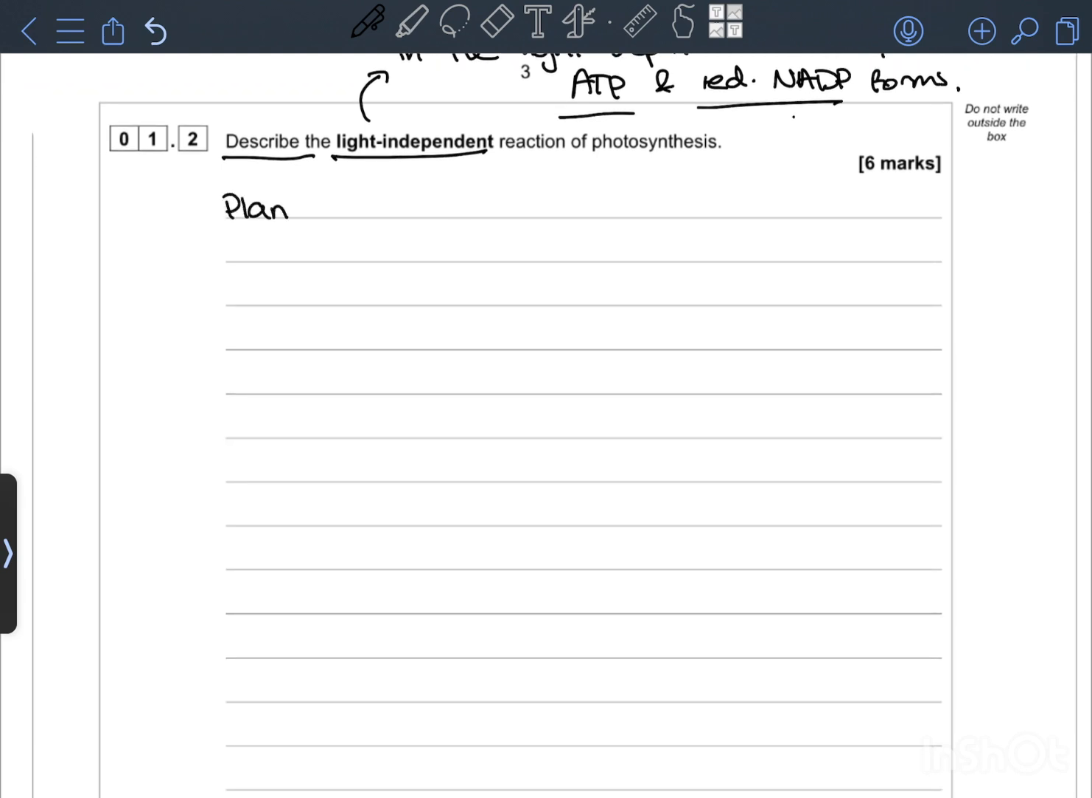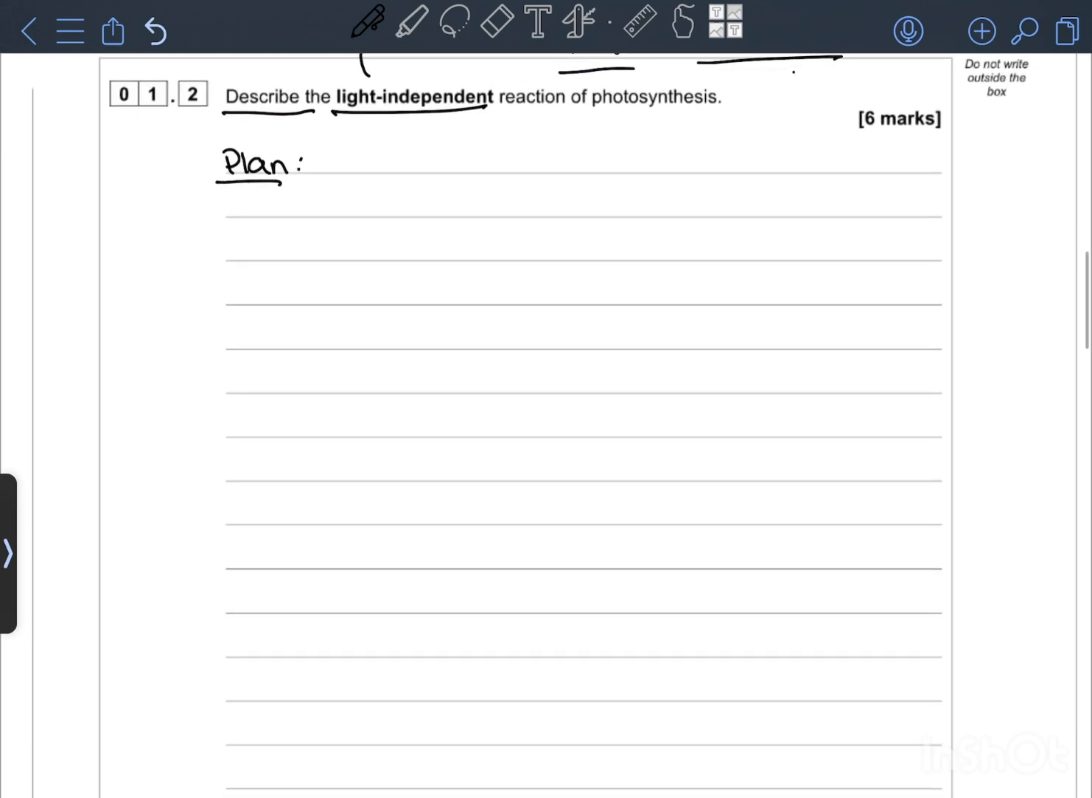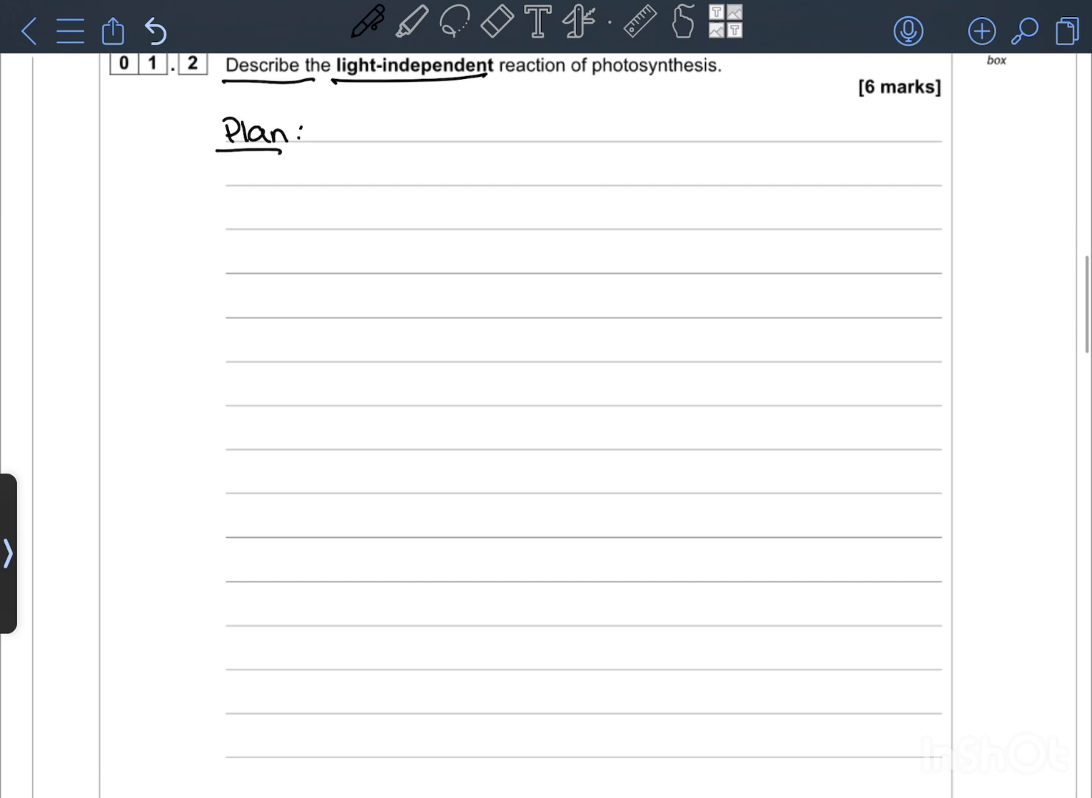So first we want to have a plan. Again, a quick little plan that will take us a minute or two, definitely not more than 2 minutes. And this is something that you need to know.